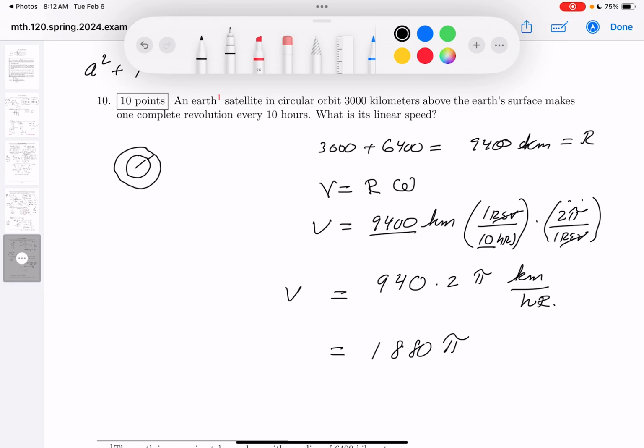1,880 pi. And again, you're not supposed to do arithmetic that you can't do. And multiplying by pi is a little bit difficult for most students. Kilometers per hour. It doesn't look like an hour. There it is. And we're done.